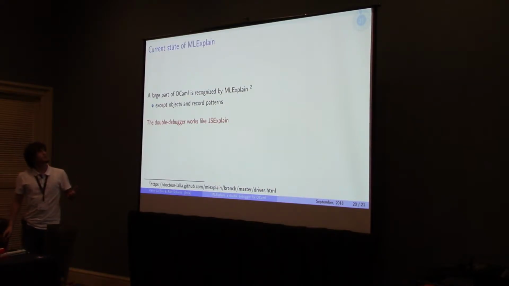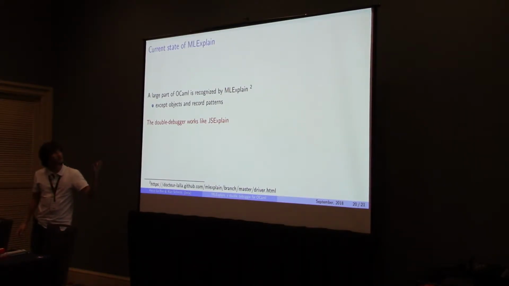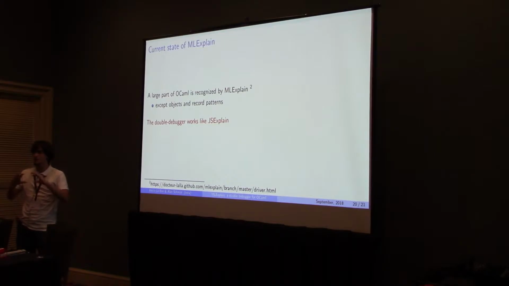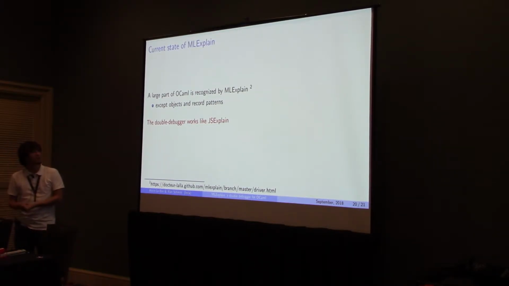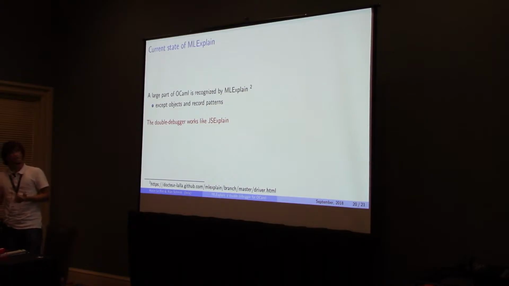The current state of MLExplain is that a large part of OCaml is recognized by our interpreter, except the object part, because since OCaml has no actual specification, I haven't been able to fully understand how it works. The objects are one part of the language that have papers written about them, and there is documentation of what they do, fairly precise.